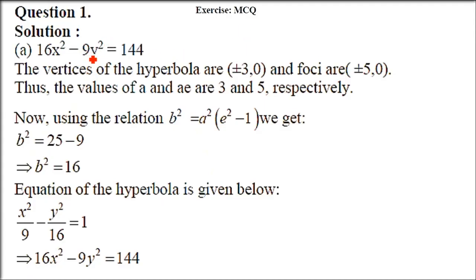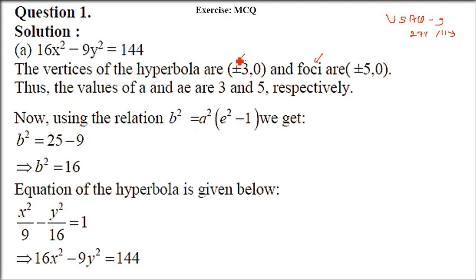This first question: the equation of the hyperbola whose vertices are plus minus 3, 0 and foci are plus minus 5, 0. Now let me refer to it because this has already been done. VSAQ, the ninth question of VSAQ. Similarly, the same question we have done in exercise, 11th question, and various others.